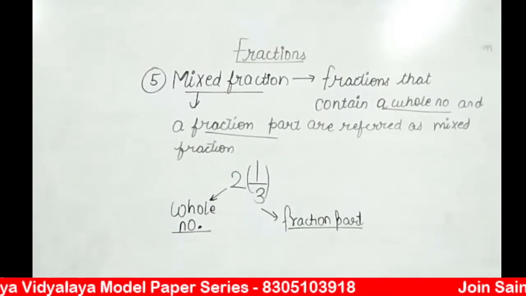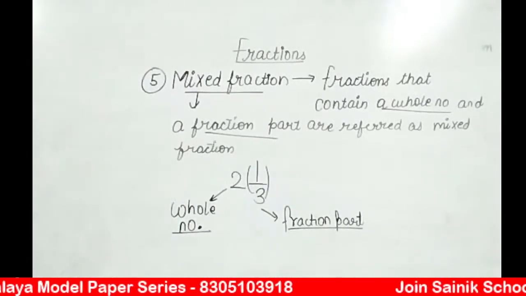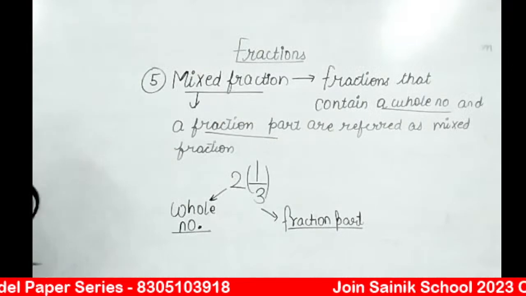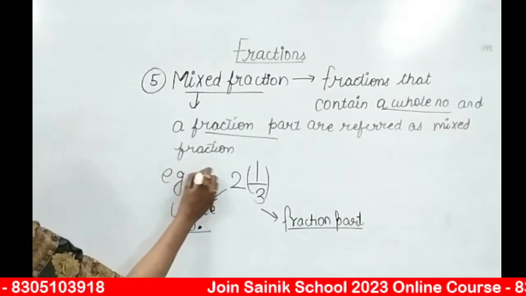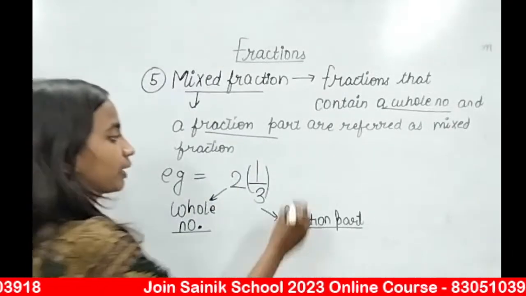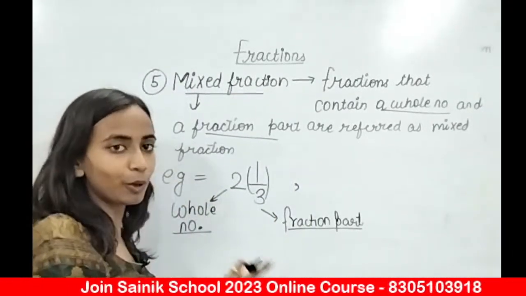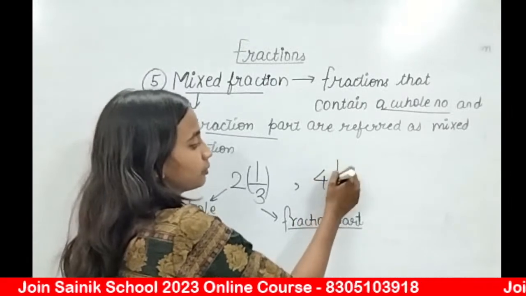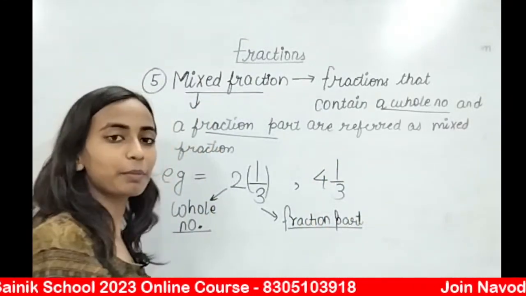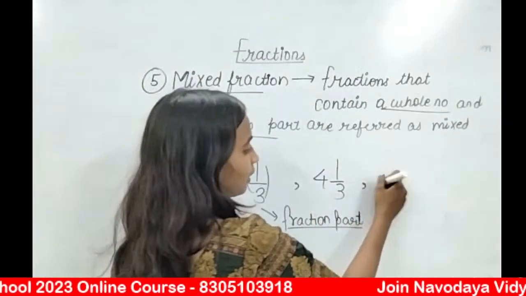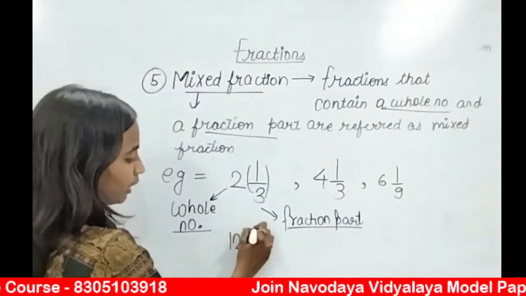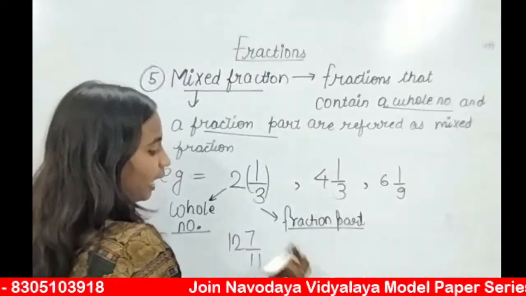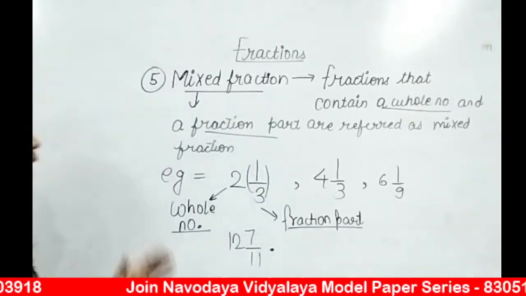Very good. Here is the example. Like we did 2 1 by 3, this is only an example. 2 is the whole number, 1 by 3 is the fraction part. Everyone provide an example: take any whole number and add a fraction part to it, and it will become a mixed fraction. 4 1 by 3, 6 1 by 9, or you can take 12 7 by 11. Any fraction and the whole part.